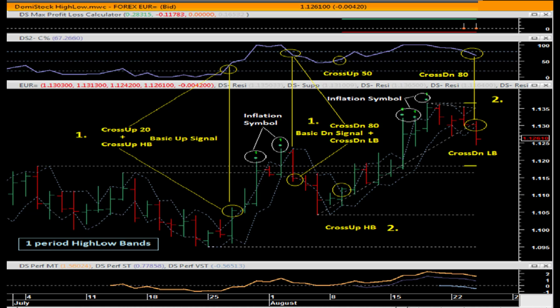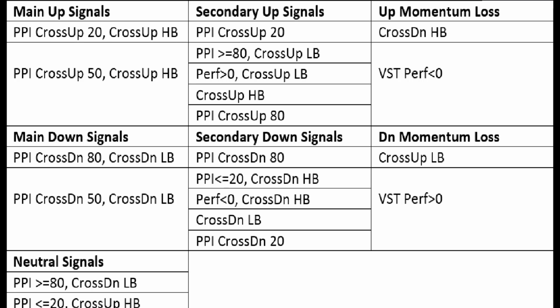Let's talk about the high-low trading system's signals. We can see the full list of them on this table. They are divided into main and secondary, and into up, down, and neutral ones. A main up signal is produced when the price position indicator crosses above 20, and the price crosses above the higher line of the high-low band. This is an indication of an early uptrend.